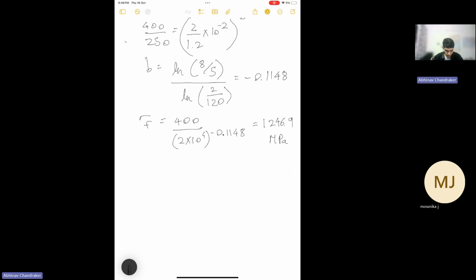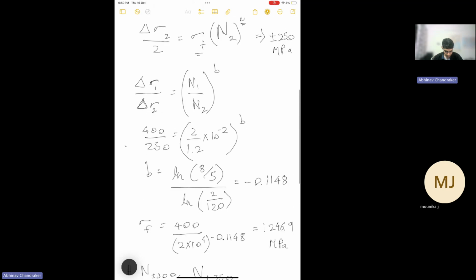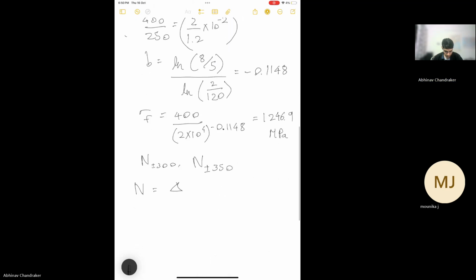Now we need to know what will be the value of N for plus minus 300 as well as N for plus minus 350 MPa. So N is equal to delta sigma by 2 by sigma f, whole raised to minus b.